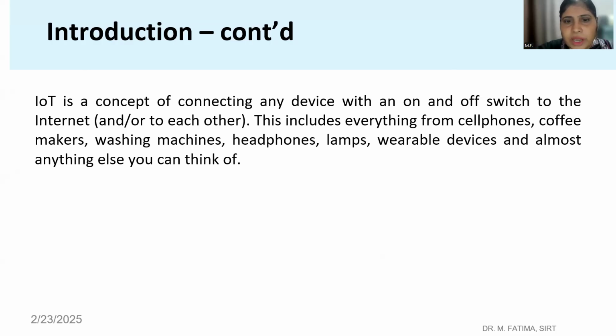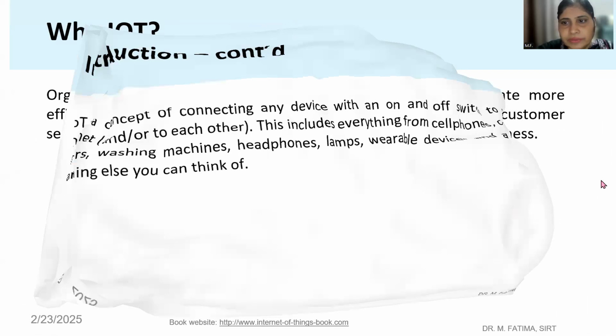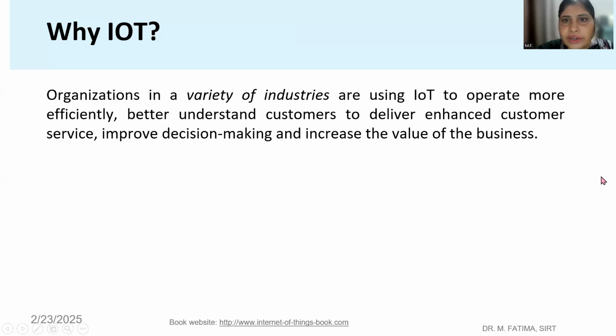The dominant consumer IoT device worldwide is the smart TV. Between 25 to 35% of consumers worldwide own a television that can connect to the internet, according to research. Other areas of the IoT market are growing very rapidly. Organizations in a variety of industries are using IoT to operate more efficiently, better understand customers, deliver enhanced customer services, improve their decision making, and increase the value and turnover of the business.